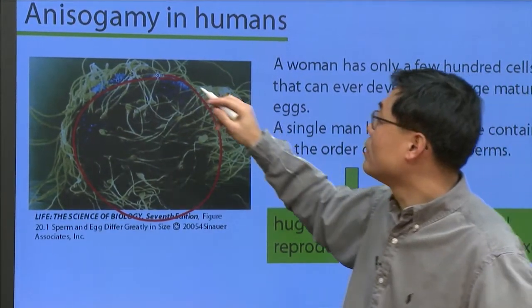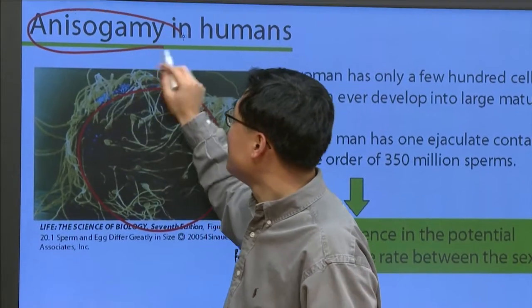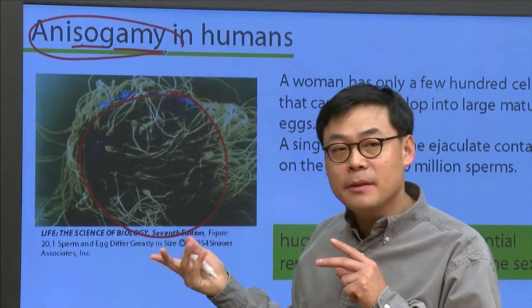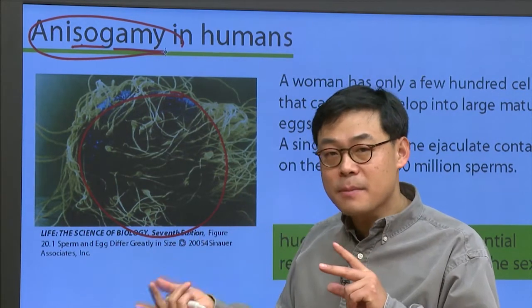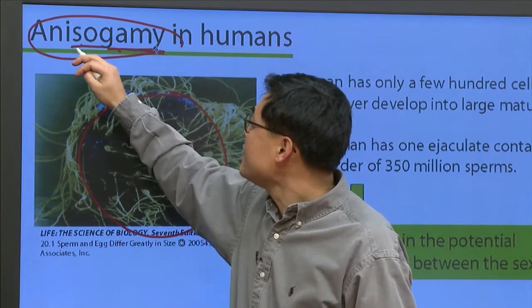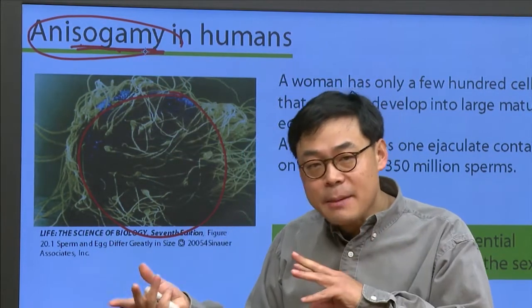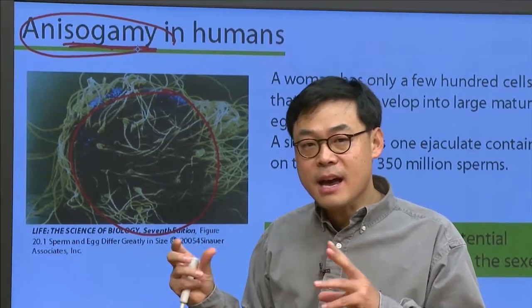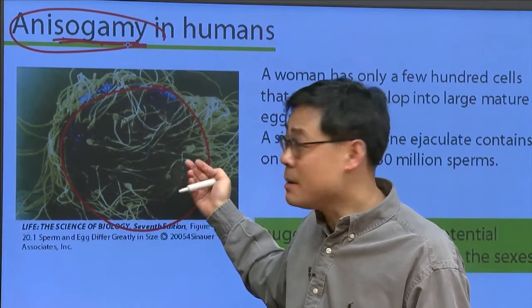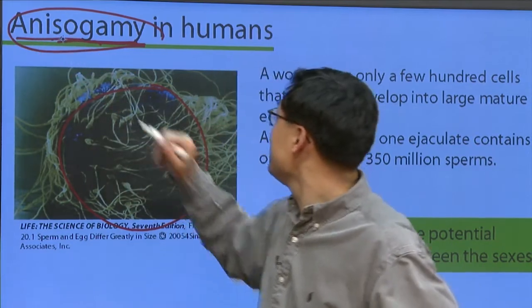And this is called anisogamy. Iso means equal. Gamy refers to the gametes, the male and female gametes, like sperm and eggs. Isogamy means that the male gamete and female gamete are equal in size. But you see that there's a huge difference between the male and female gametes. That's why it's called anisogamy.